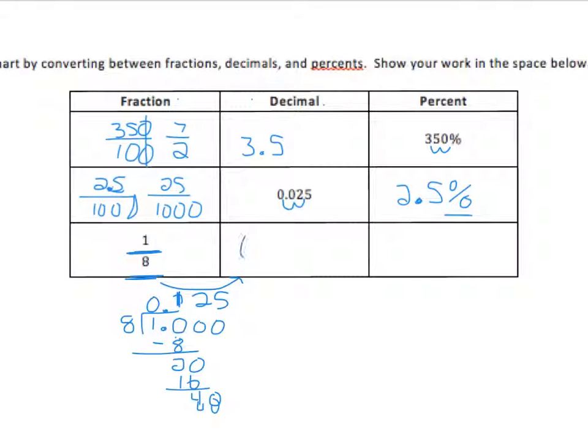So our decimal is 0.125. So you can think of that as percent. Here's my hundredths place, so it will be 12.5%, or 12.5 hundredths, so 12.5%. Or we could have just moved our decimal over 2 places.